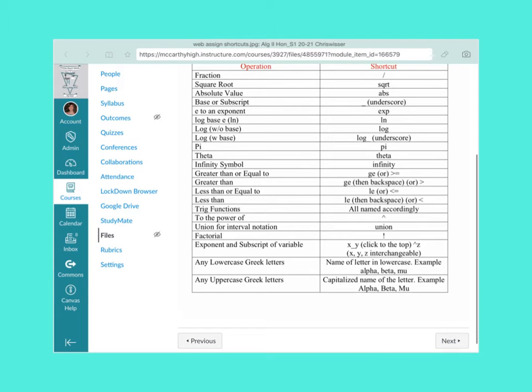We're not in the trig stuff just yet, but the other stuff should definitely help with just timing, having to go to the equation editor every time.